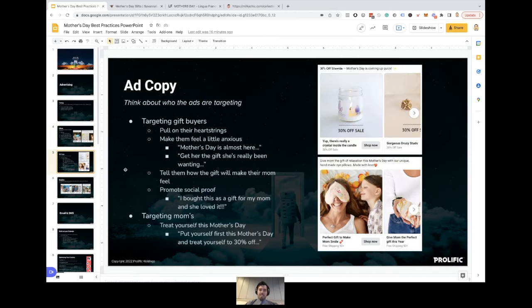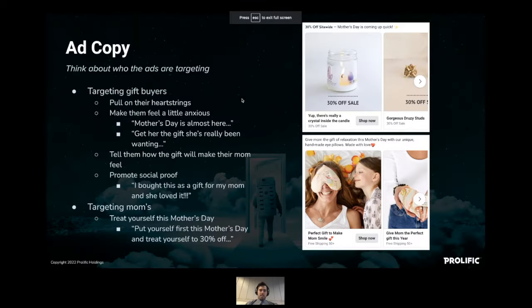When it comes to ad copy itself, you've got to just really think about who we're targeting. So we're really targeting two different audiences. We're going to be targeting the gift buyers and we're going to be targeting moms. So when we're targeting the gift buyers, what we really want to do is pull on their heartstrings, talk about how much their mom means to them, how much she's done for them, and really try to make them feel some type of way so they're willing to spend money in that moment on their mom, and telling them why you have the perfect gift for her.